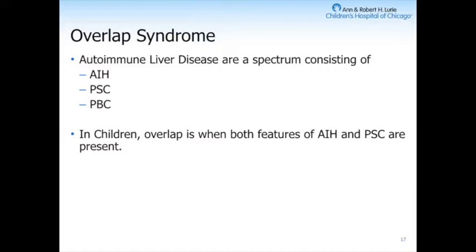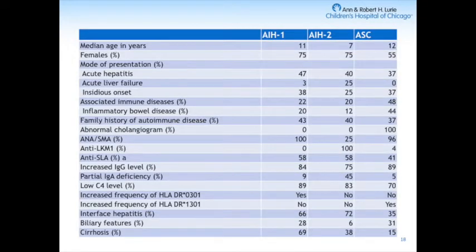And then you've heard of overlap syndrome. Autoimmune liver diseases, I would say, are a spectrum consisting of autoimmune hepatitis, PSC, and then PBC. I've never seen PBC in somebody under 18. Of course, it's possible, but I usually deal with AIH and PSC, and in children, overlap is present when both of those are present.